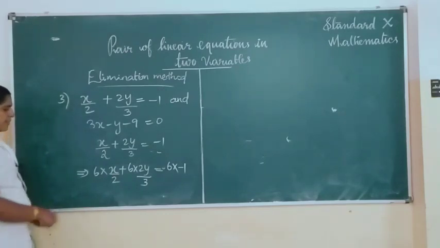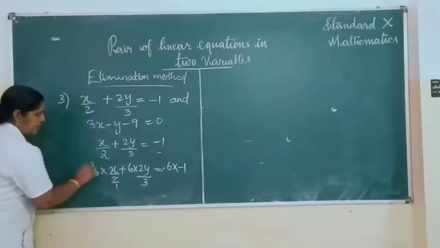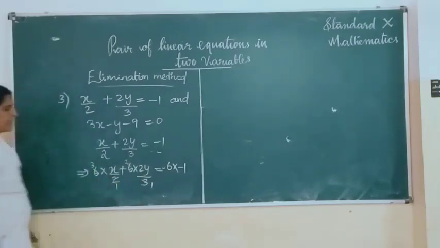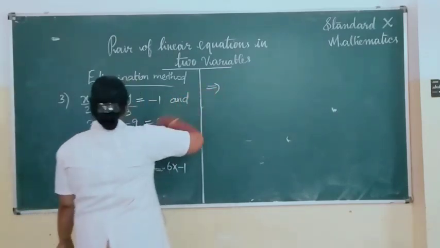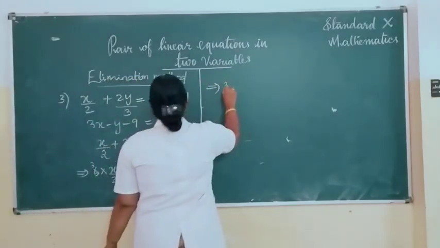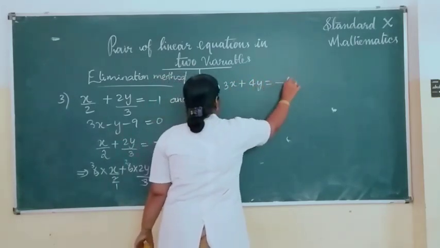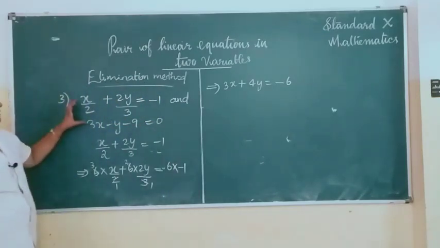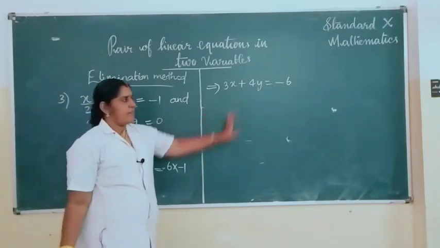Now you see here we can reduce this 2 and 6. So here it will become 3. Here also 1 3 is 3. 2 3s are 6. So what is the next step? This implies 3x plus 4y equal to minus 6. Thus, we converted this first equation to the normal form.